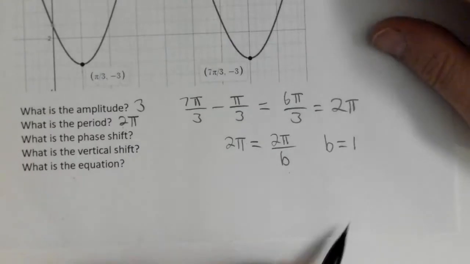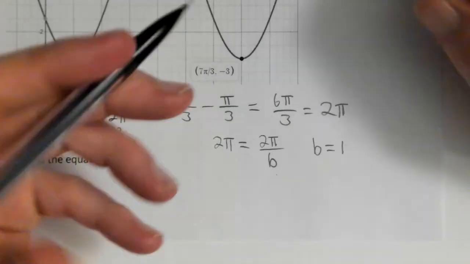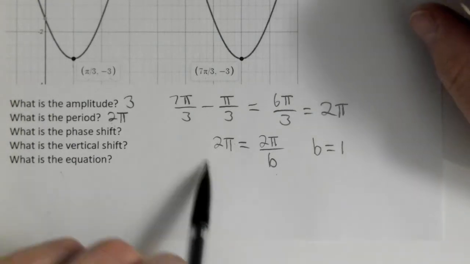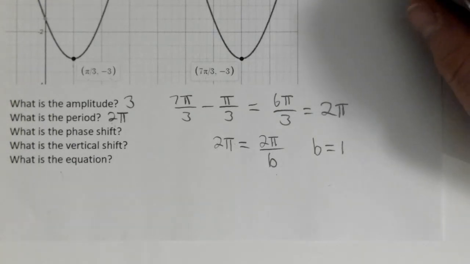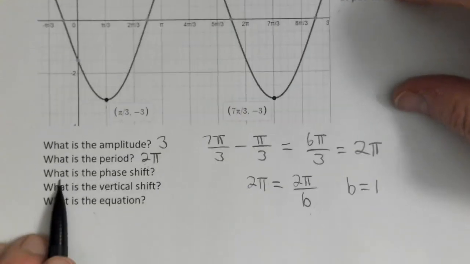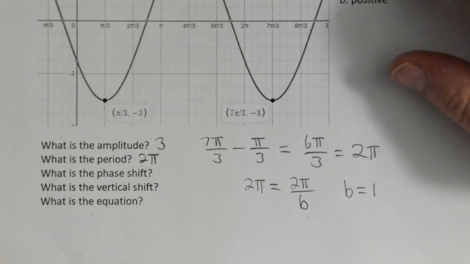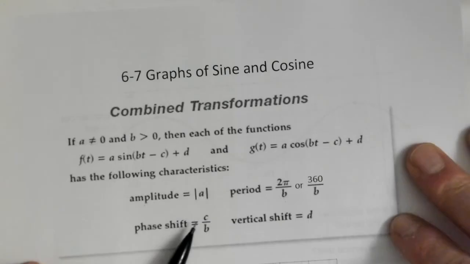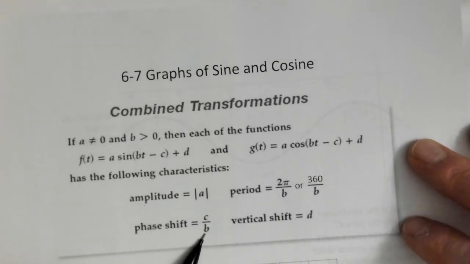All right, so there's my value of b. We already were able to determine what that was, but if we couldn't, that's the equation we would use to get it. And so now we're ready to tackle this question. What is the phase shift? All right, so the phase shift, remember, is c divided by b.